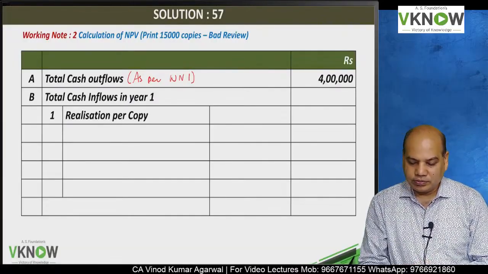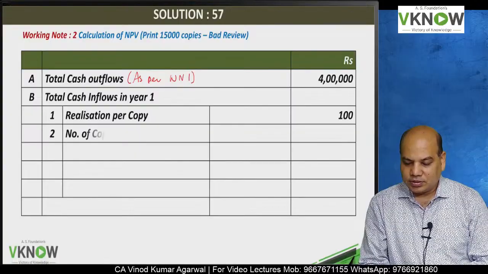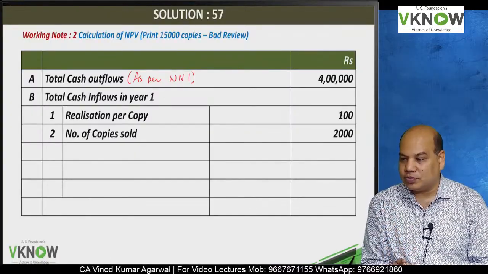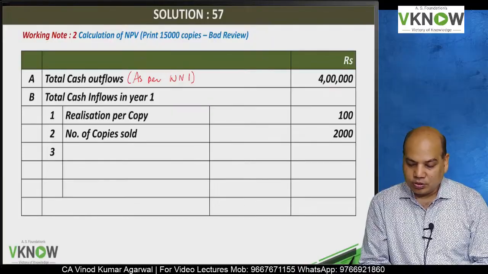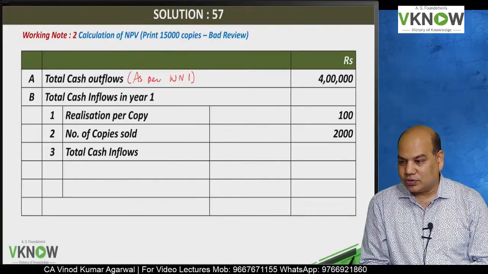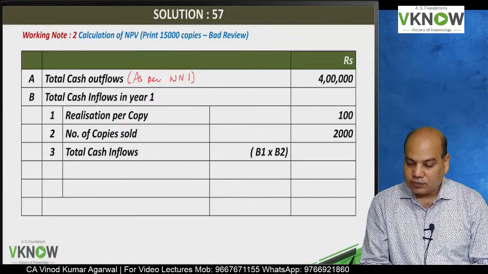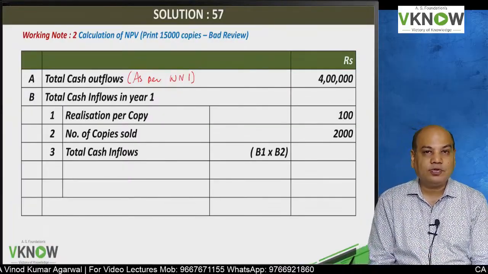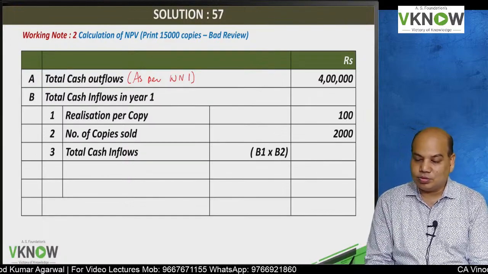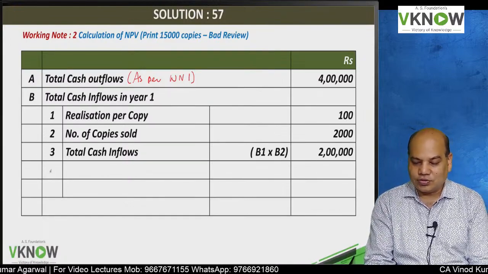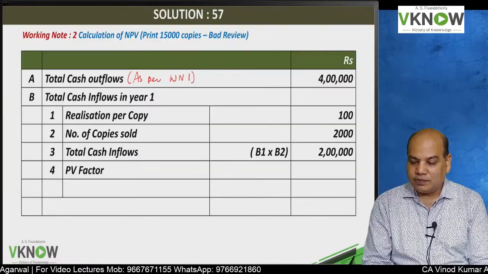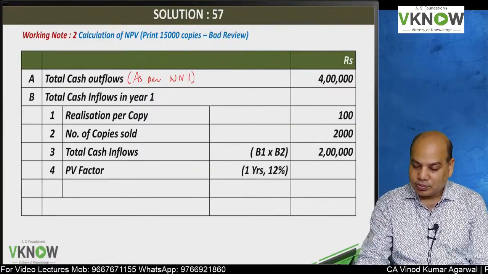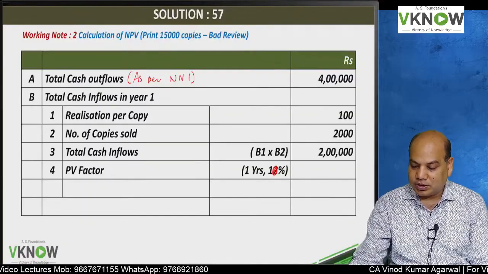Realization per copy is 100 rupees. Number of copies sold will be only 2,000. If your review is bad, then you can only sell 2,000 copies. Total cash inflow will be B1 into B2, only 2 lakhs. So sad. PV factor for 1 year and 10%.